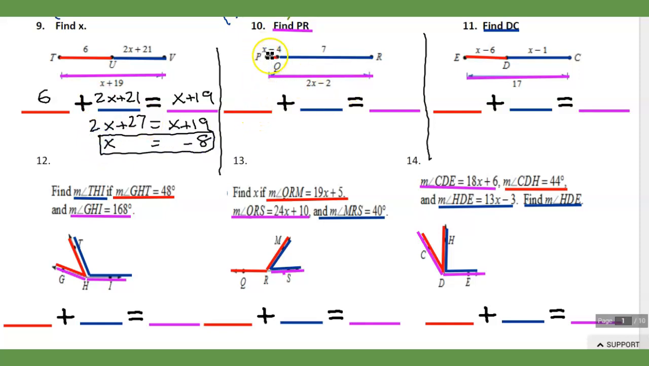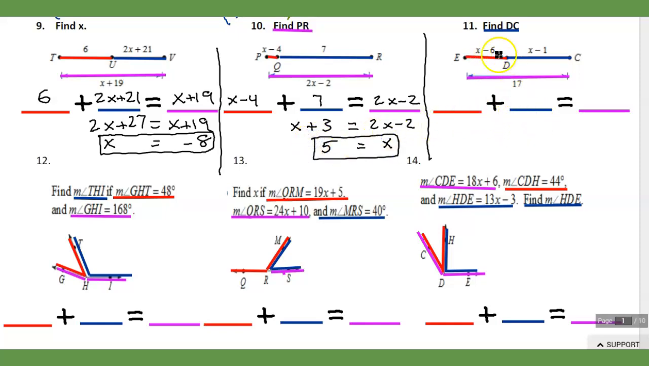All right, same idea here. We have a small segment and a small segment, and then we have the full length. So we have x minus 4 plus 7 will add up to 2x minus 2. So we have x plus 3, since 7 minus 4 is 3, equals 2x minus 2. And we can subtract x on both sides, so we'll get x. Add 2 to both sides, so we'll get 5. So here x equals 5.